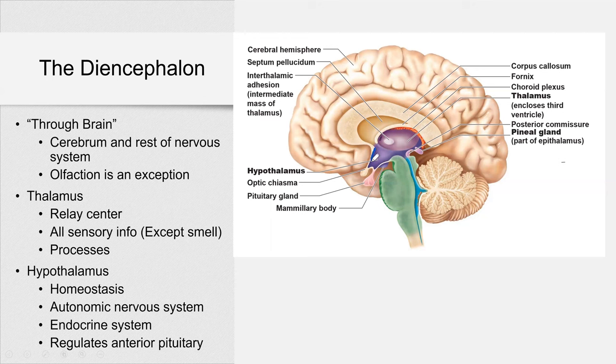Now hypothalamus, shown here in a dark purple, it's very important for your homeostasis, for your autonomic nervous system, endocrine system, and regulates anterior pituitary gland. So for example, homeostasis of body temperature. So hypothalamus regulates your internal body temperature. Hypothalamus releases some hormones that stimulate pituitary gland. So hypothalamus regulates your pituitary gland, and posterior pituitary is actually part of the nervous system and it secretes its own endocrine hormones.